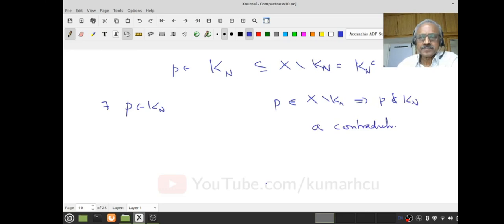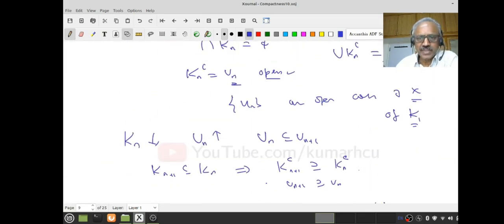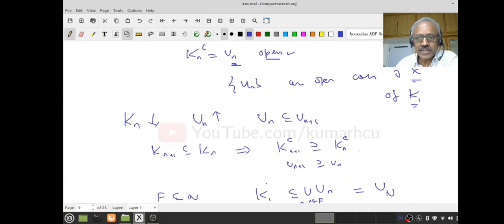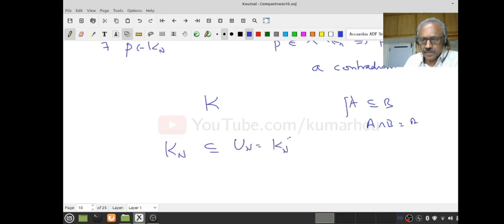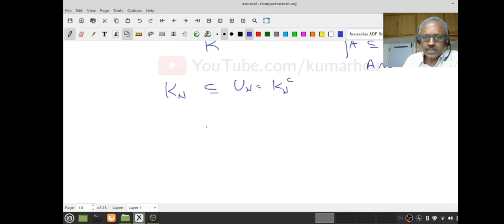Do you follow that? Therefore this contradiction shows the intersection of Kn must be non-empty. There is also another way of arguing. Remember, if A is a subset of B, then A intersection B is A, right? Now let's look at it. Now I know KN is a subset of UN, which is KN complement, right? Therefore KN intersection KN complement must be equal to KN. But KN intersection KN complement is empty.